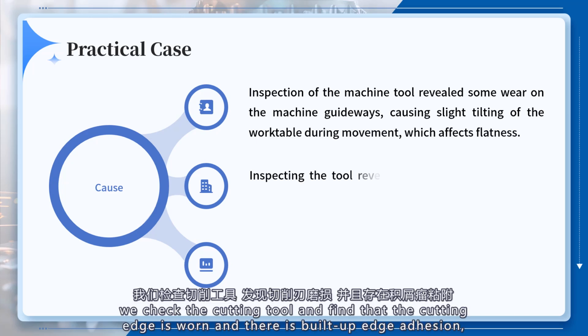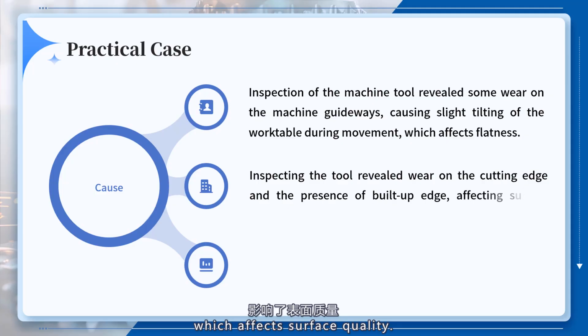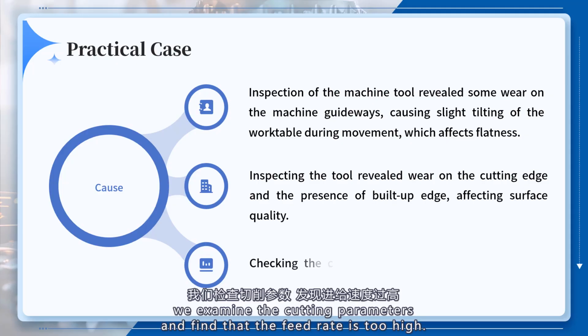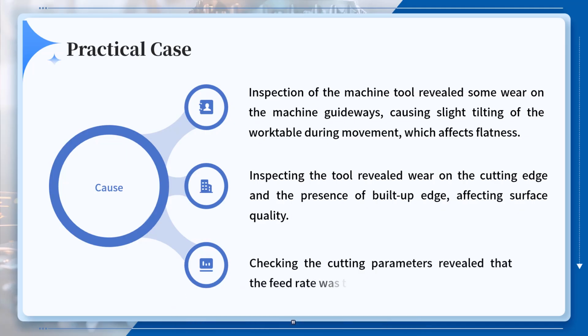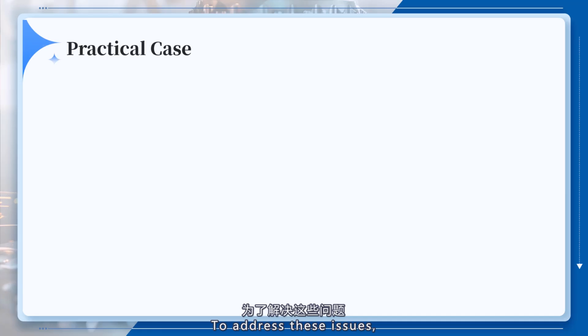Next, we check the cutting tool and find that the cutting edge is worn and there is built-up edge adhesion, which affects surface quality. Then, we examine the cutting parameters and find that the feed rate is too high. To address these issues, we carry out process optimization.